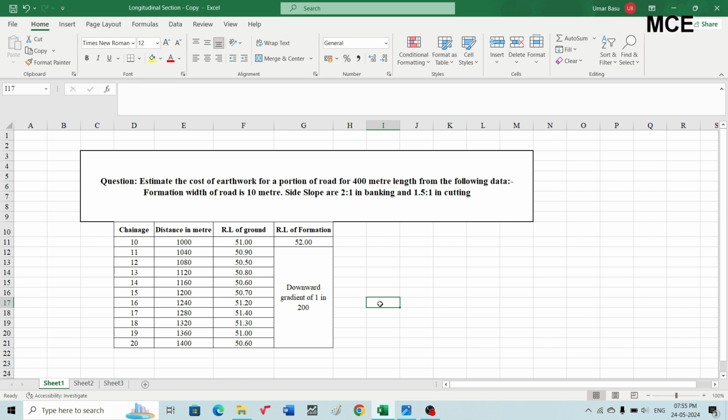In the previous video, we learned how to find the quantity of earthwork required for a road in banking from the L section, and in this video, we will learn how to find the quantity of earthwork required for a road in banking as well as in cutting from the L section of a road.